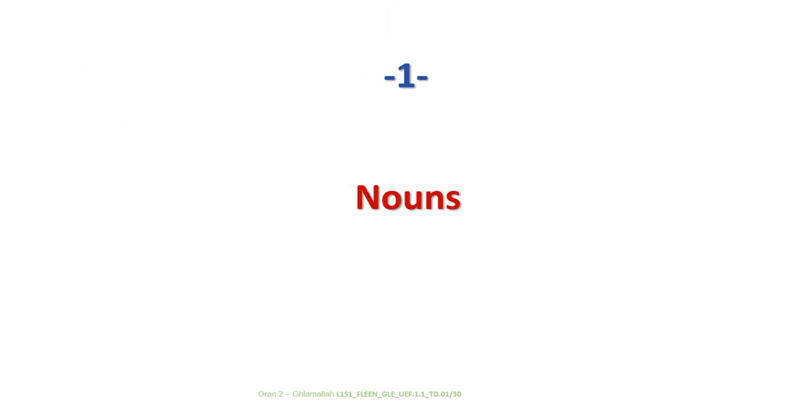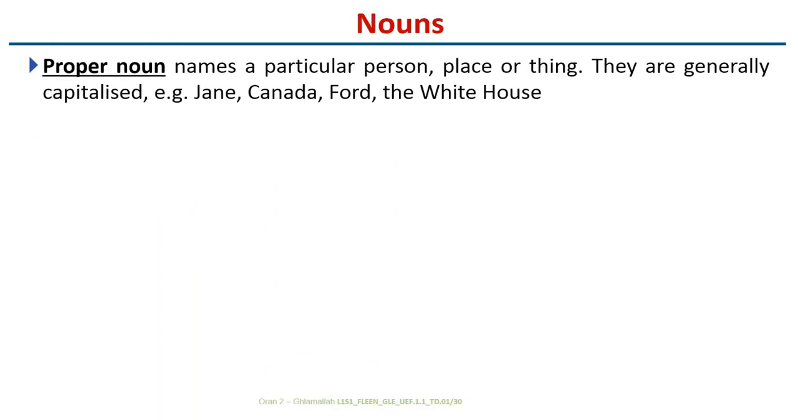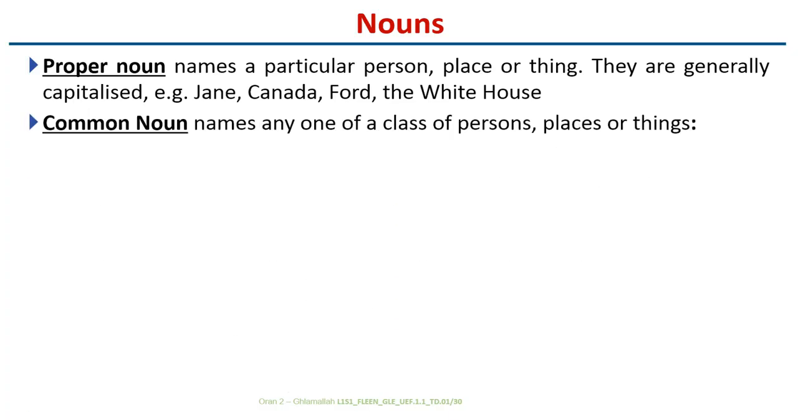Number 1. Nouns. A noun is a word that names a person, place, thing, quality, or idea. For example, Jane, Algeria, book, beauty, freedom, etc. There are different types of nouns. We have a proper noun, which names a particular person, place, or thing. They are generally capitalized, for example, Jane, Canada, Ford, the White House.